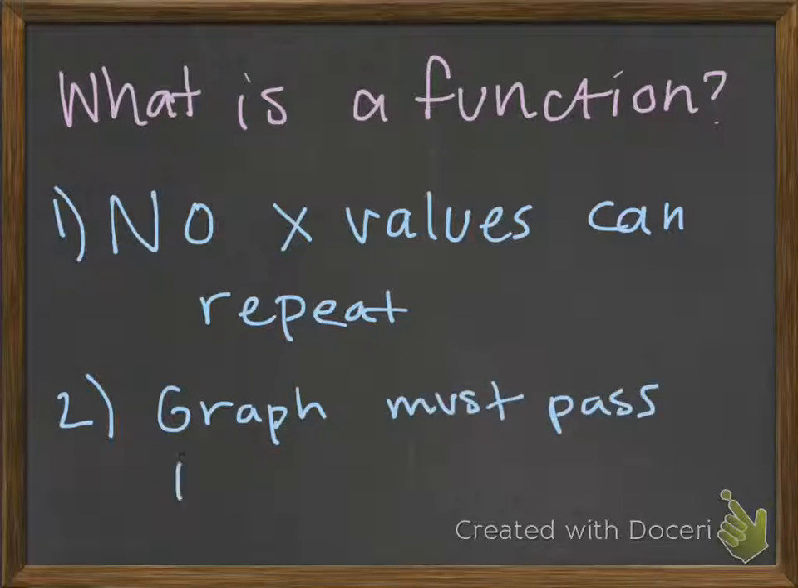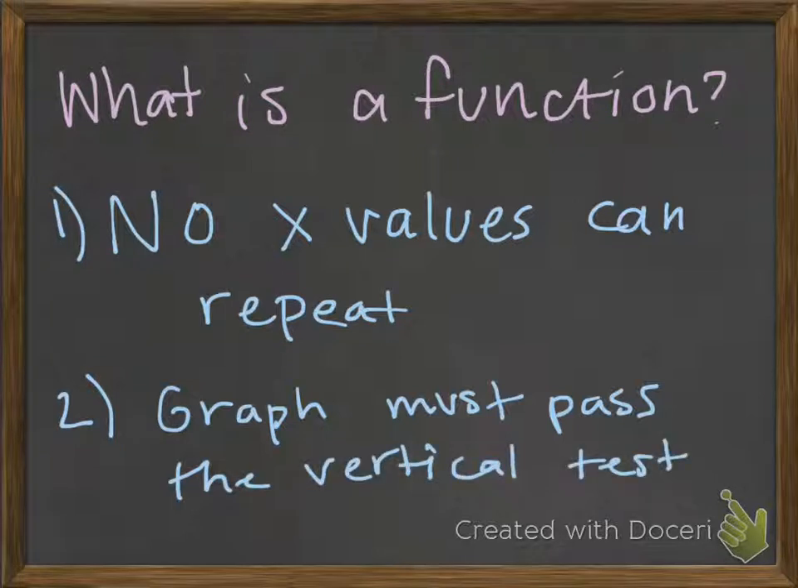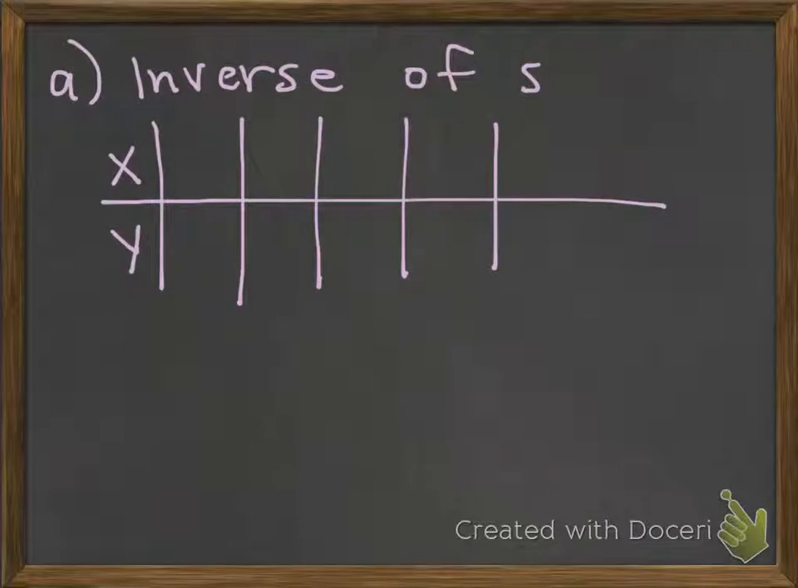I would like you to look at the picture. So there's A, B, C, and D, and determine which of the relations are functions and which are not. So simply write yes or no next to the ones that have no x values repeating and the graphs that pass the vertical line test. So if you need to pause the video, go ahead and pause the video, figure out which ones are functions. Moving on to example 1.